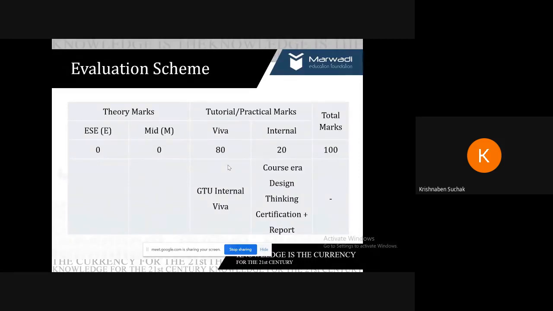Now see what your evaluation pattern is. Your evaluation scheme is 80 marks for the GTU internal viva at the end of the semester, and 20 marks for internal, for which you have to do one course in Coursera. I will teach you how to get that course, and show you which course we are going to take and how you have to register. You also have to make one report. The format of the report will be provided by me, and the total sums up to 100 marks.